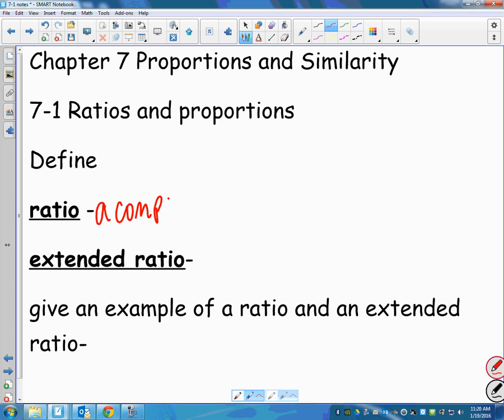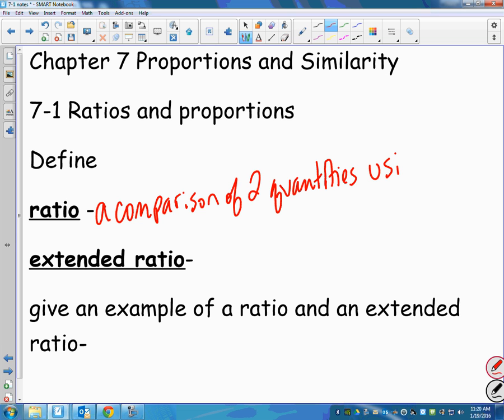Did anybody write more than this? A comparison of two quantities using division? Is that what you said? So jumping to the bottom, what is an example of a ratio? Is there any other way to write a ratio besides 32 over 50?